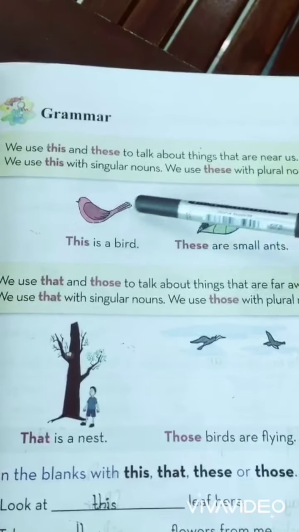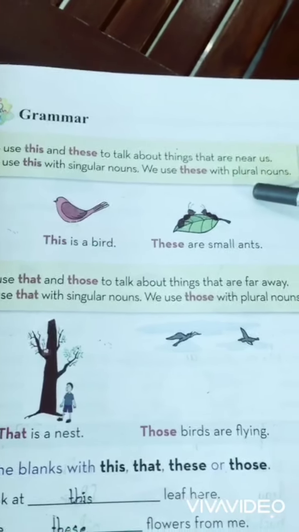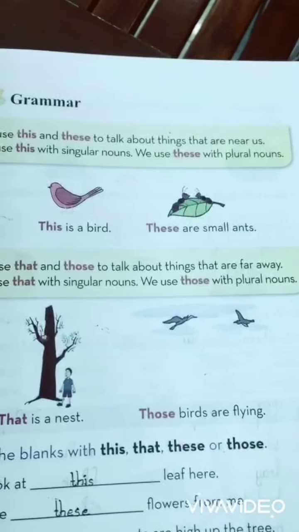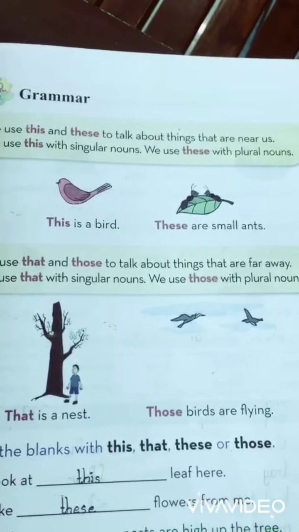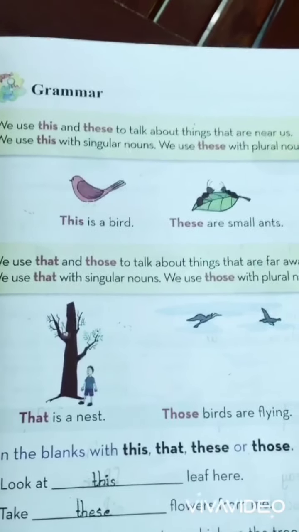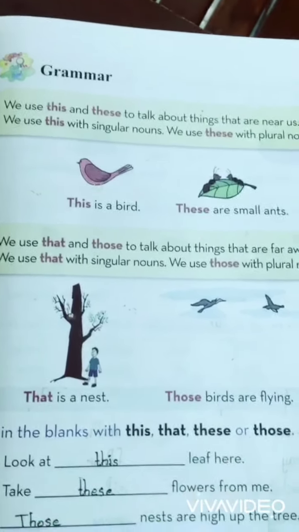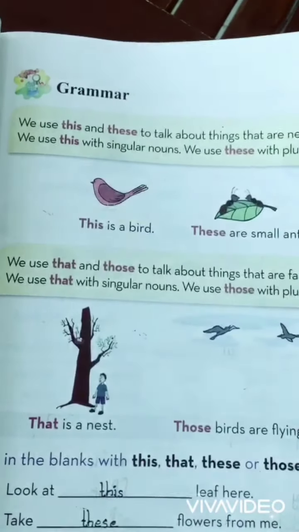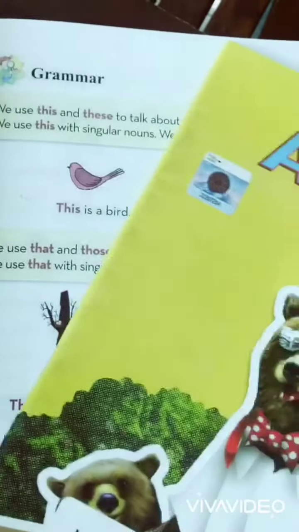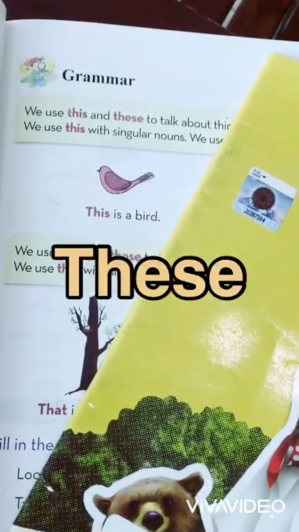We use this with singular nouns. We use these with plural nouns. Whenever we use the words this and these, that's when we are talking about the things which are near to us. This book is near to me. So I will say this is a book. These books are near to me. So I will say these are the books.